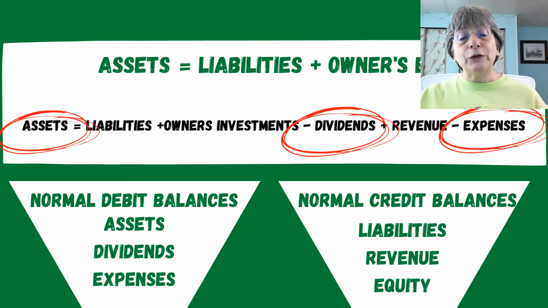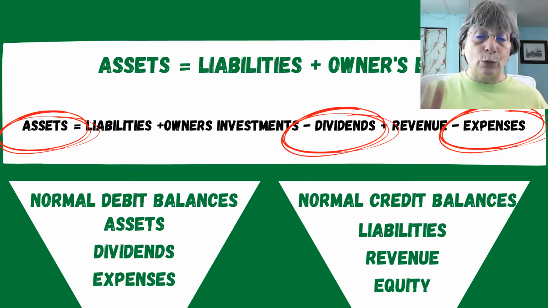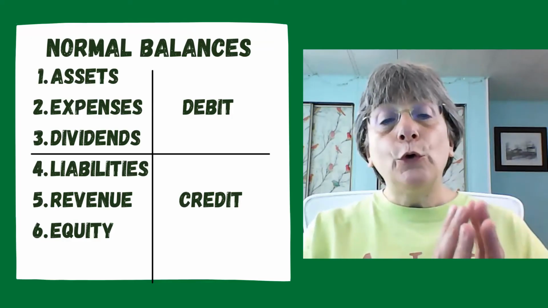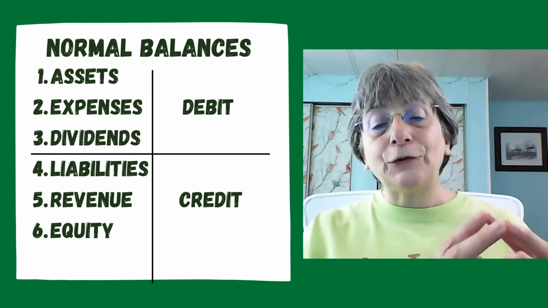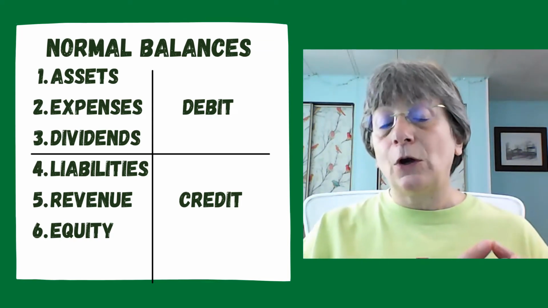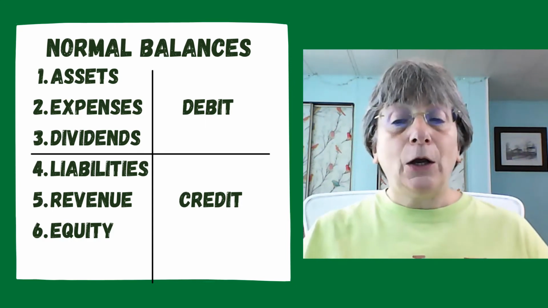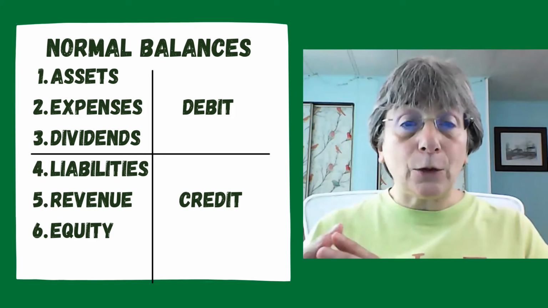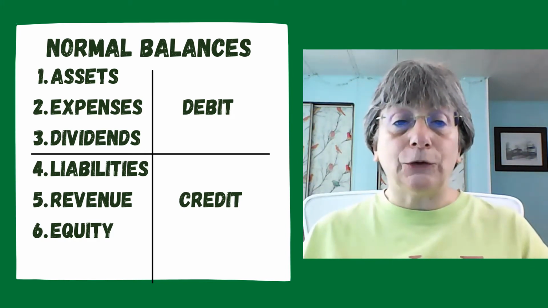So when we group those together, we end up with something called normal debit balances and normal credit balances. And as a reminder, all debit means is the left-hand side of the account, and credit means the right-hand side of the account. Debit's on the left, credit's on the right. So normal balances for assets, dividends, and expenses are debit balances. Normal balances for liabilities, revenue, and equity are credit balances.